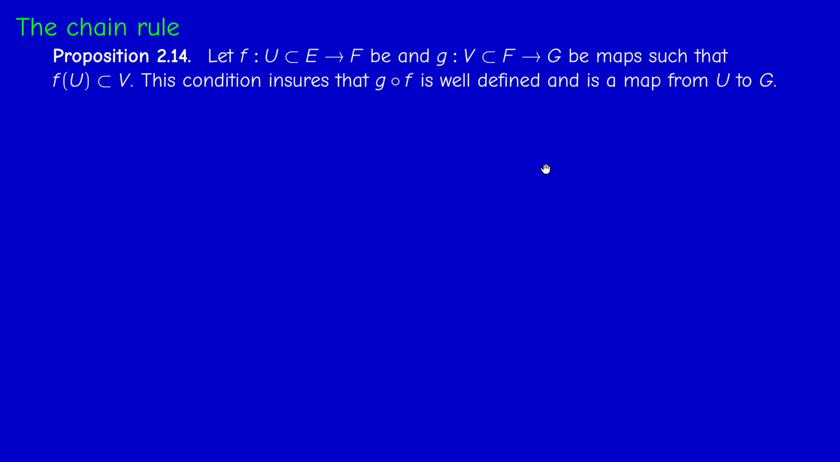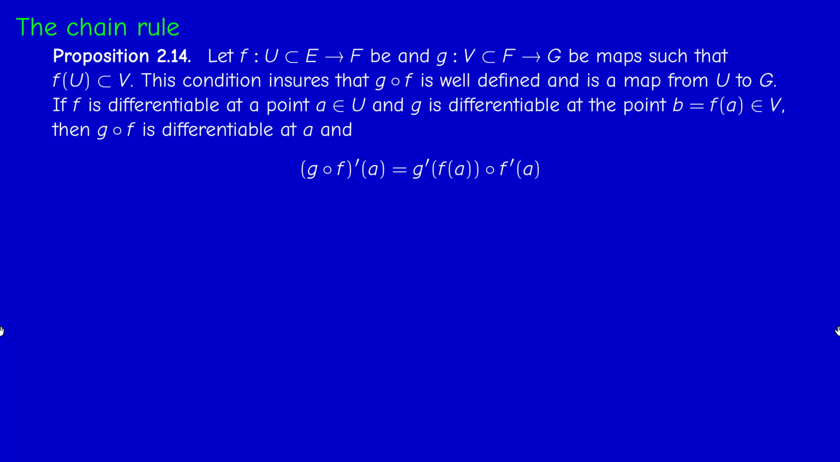So, as we expect, if f is differentiable at the point a in the domain, and g is differentiable at the image under f, so it's differentiable at f of a, then the composition, which is well defined, is differentiable at a, and it's given by this formula. So the derivative of the composed map is the composition of the derivative of g evaluated at f of a, or at b, composed with the derivative of f. Now here, in general, these are not numbers, these are linear maps, linear bounded maps. So I'm composing linear bounded maps.